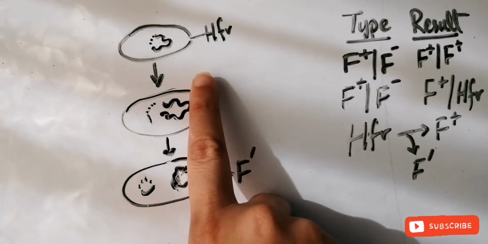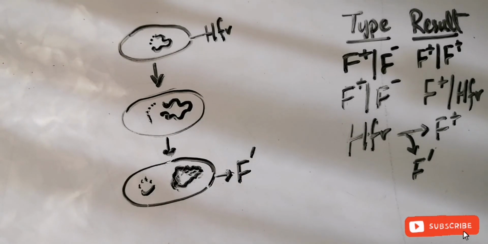HFR cell is when the bacterial chromosome has an integrated plasmid chromosome. And why this happened, I have already explained in the process.